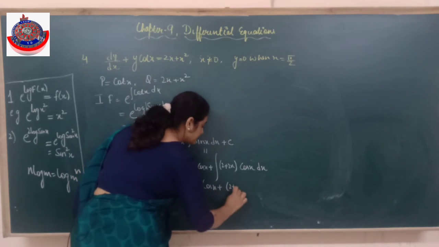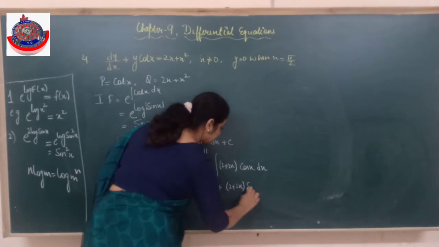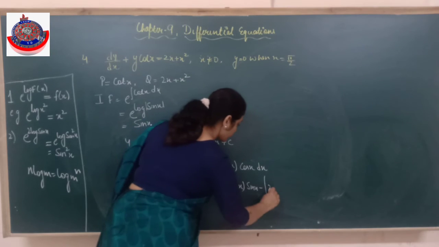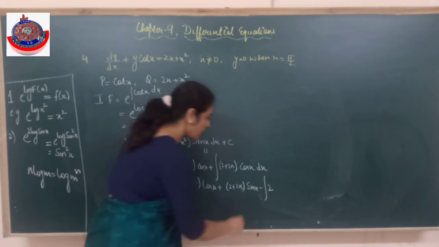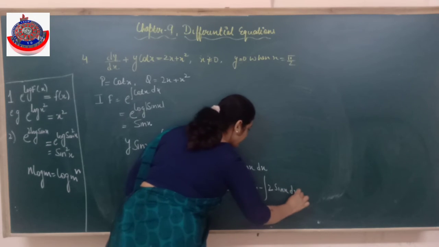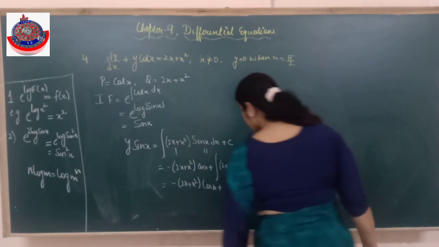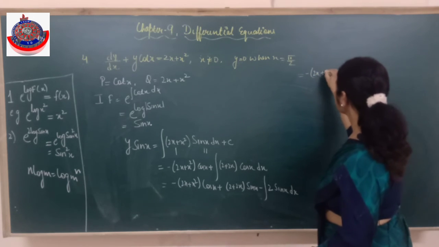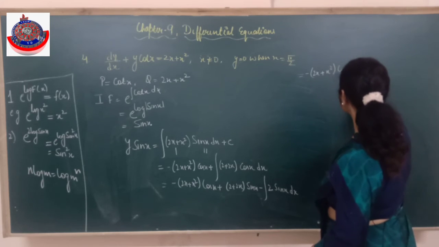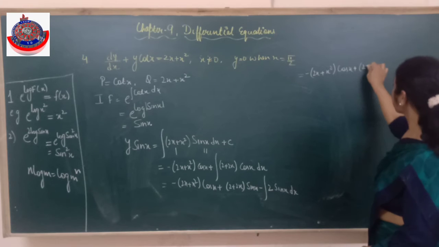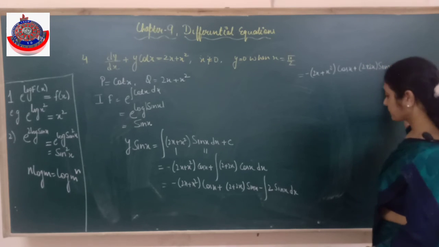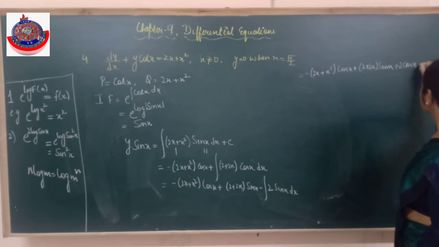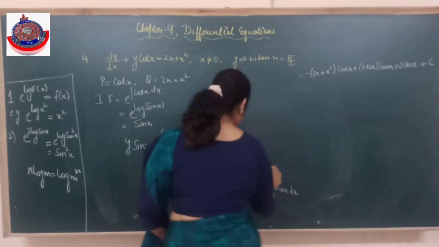First function as it is. Integration of cos, that is sin, minus integration of differentiation of first. 2 plus 2x differentiation will be 2. 2 ki differentiation 0, 2x ka 2. And integration of second, that is sin x. Clear? That's it. Now, integration of sine, that is minus cos, plus c was going on with it.